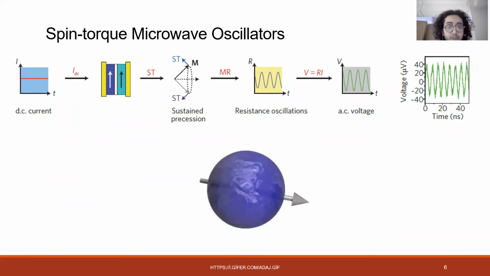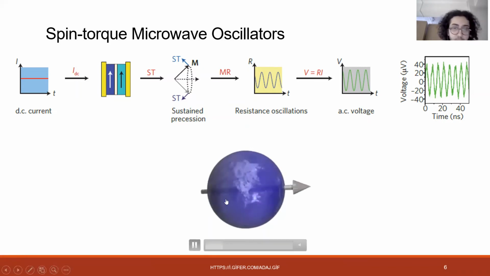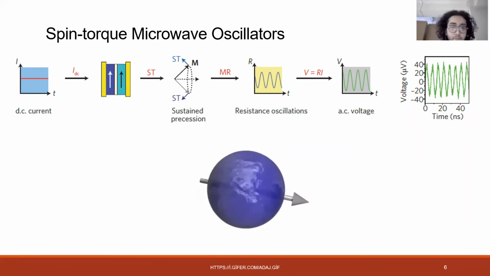When we inject a current through this stack, it creates a sustained precession motion, and we can measure this kind of resistance graph as well as the voltage graph. That can be explained by the continuously changing spin directions due to precession, which looks like that. Let me play it again.